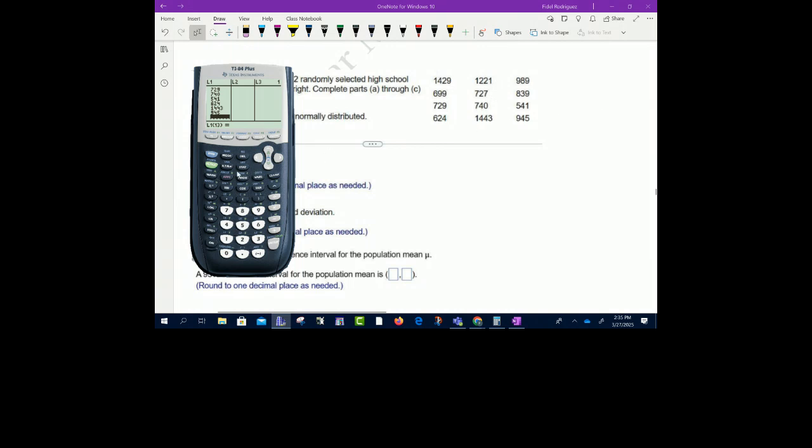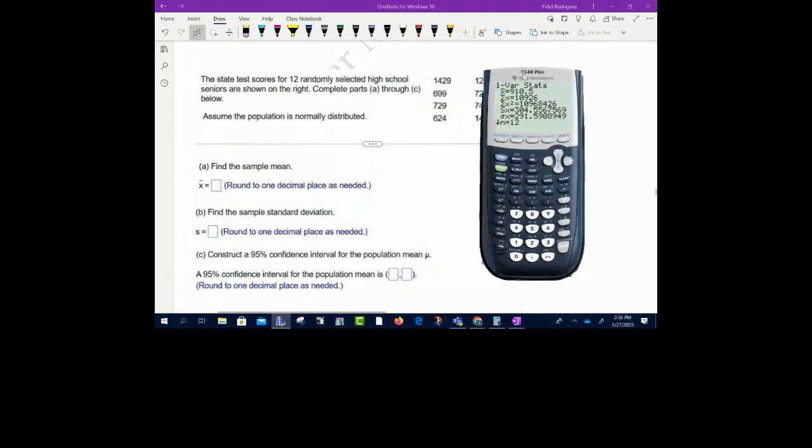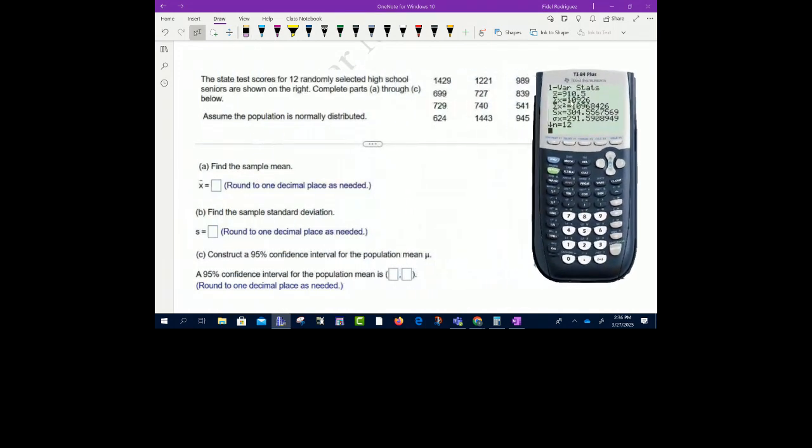Okay. Now that we do that, y'all, we're going to go to stat. We're going to go to calculate. We're going to calculate our one variable stats for our list one. So make sure that your list one is the one that's listed, if that's what you put them in. Okay. Did anybody get the same sample average, 910.5? Anybody get that same number? 910.5? Okay, awesome. That is our sample mean.